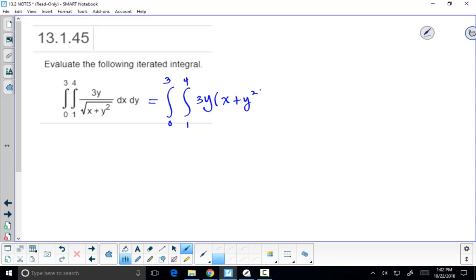So remember that when we do a partial integral with respect to x, we're thinking about y as constant. Are we missing a power of 1/2? Yes, we are. Minus 1/2.